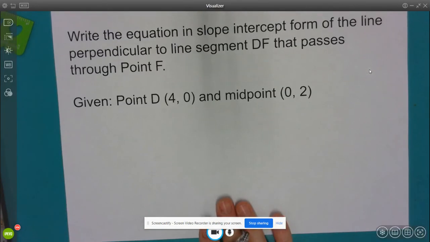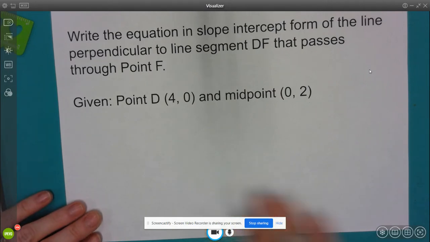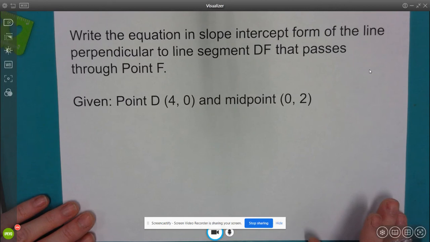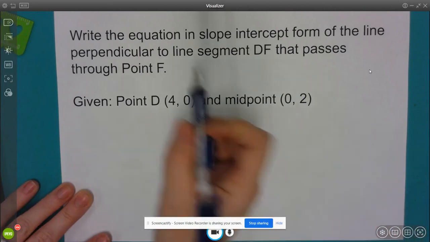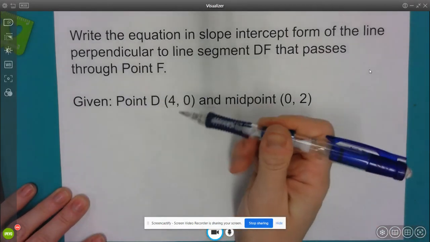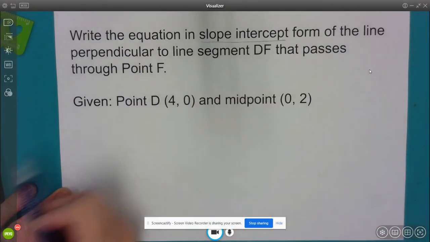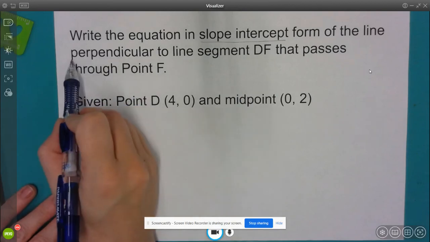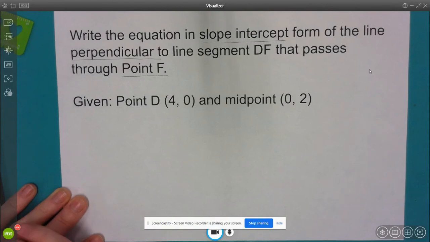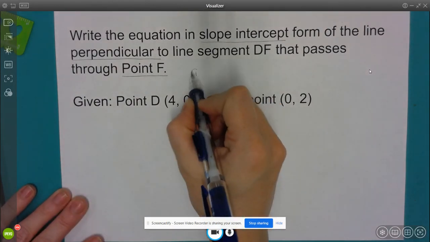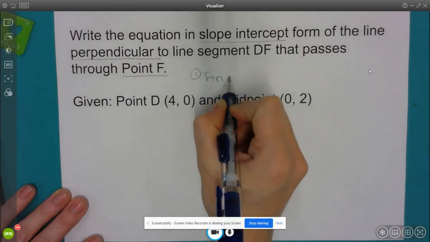All right. Find the equation in slope-intercept form, perpendicular to line segment DF, that passes through point F. All right. So I see that I need to do slope-intercept form. I need the line to be perpendicular through point F. Well, I don't know point F, so I've got to first find point F.